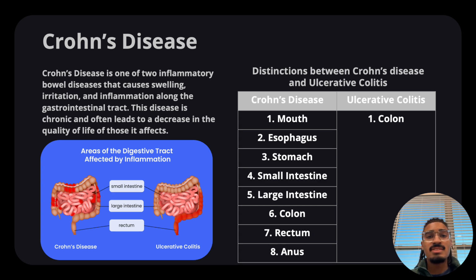So, Crohn's disease affects many areas, anywhere from the mouth to the anus, which includes the mouth, the esophagus, the stomach, the small intestine, the large intestine, the colon, the rectum, and the anus. Whereas ulcerative colitis only affects areas of the colon. And I wanted to make this distinction because Crohn's disease is a lot more severe than ulcerative colitis as an irritable bowel disease.